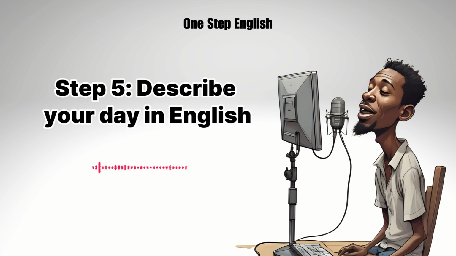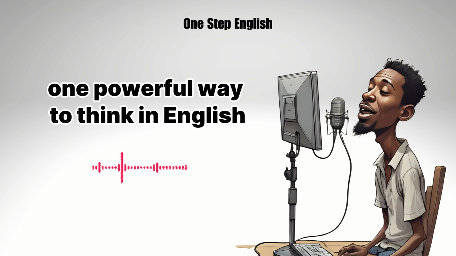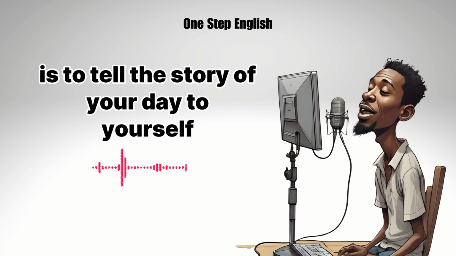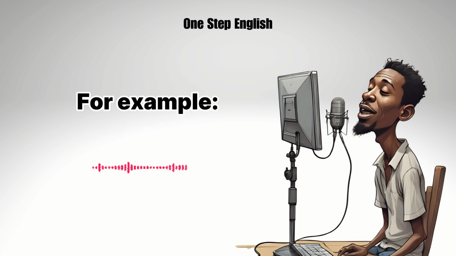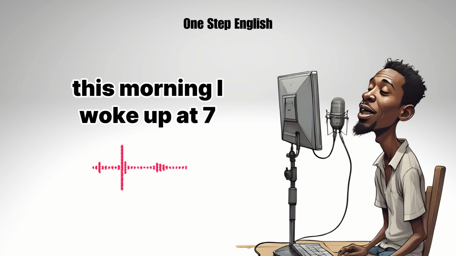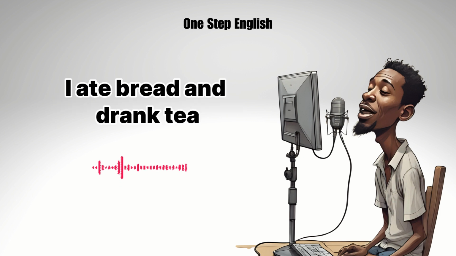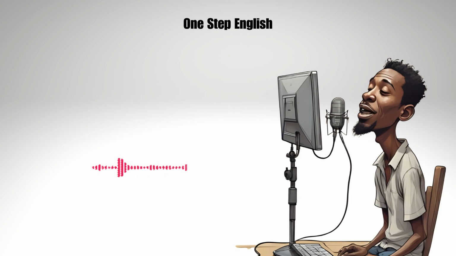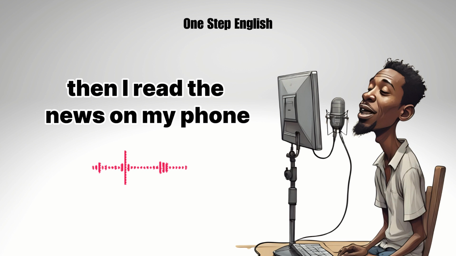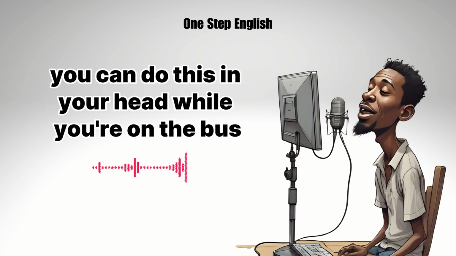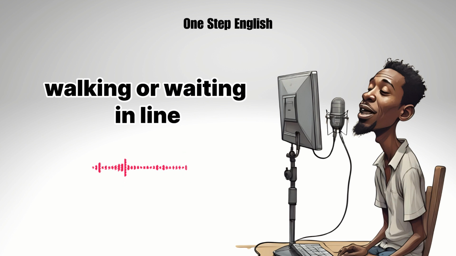Step 5. Describe your day in English. One powerful way to think in English is to tell the story of your day to yourself. For example, this morning, I woke up at 7, I brushed my teeth, I made breakfast, I ate bread and drank tea. Then I read the news on my phone. You can do this in your head while you're on the bus, walking, or waiting in line.